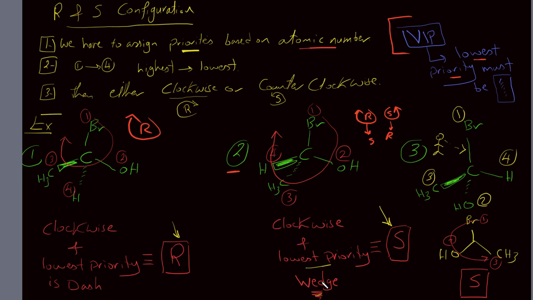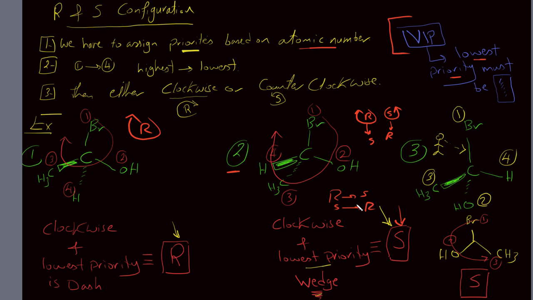And instead of imagining, so as not to confuse yourself, do it this way. Your lowest priority is a wedge. Assign it as usual, and then whatever you get, switch it. So if you get R, switch it to S. If you get S, switch it to R. In this case, we have 1, 2, 3, 4. You're going clockwise. You would think it would be R, but no. It's going to be S.